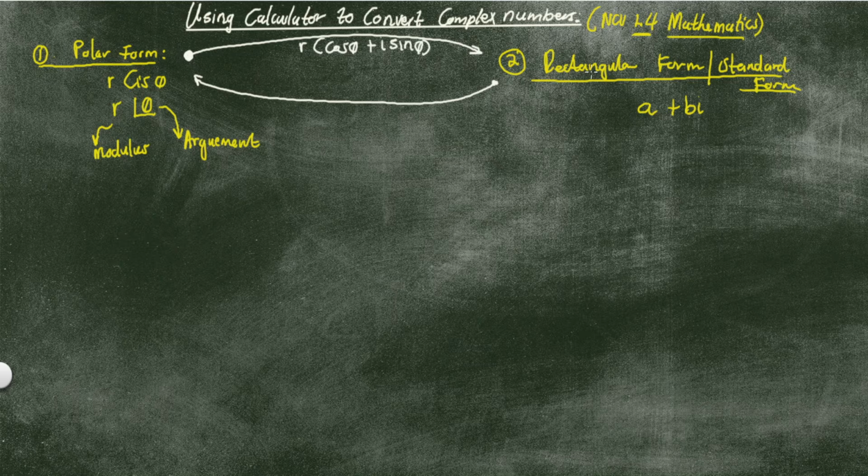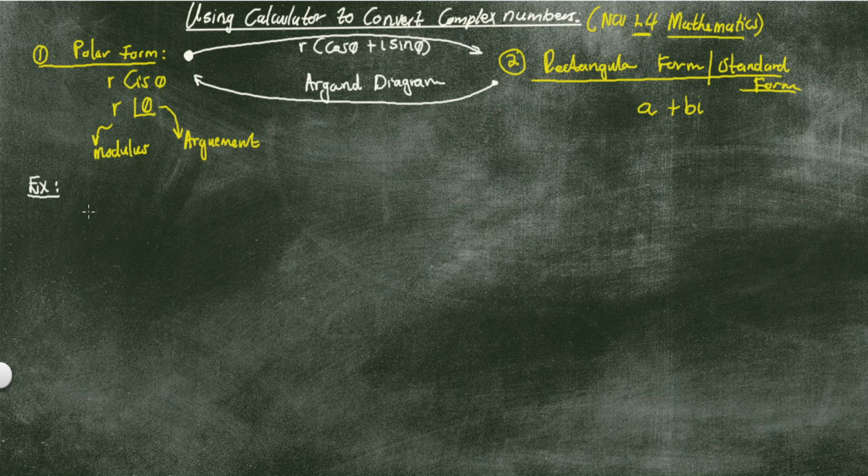Now, changing from the rectangular form back to the polar form, you would have to use the Argand diagram. I'm going to show you how to convert using the calculator, but I just want to go through some of the theory first. So let's take an example.